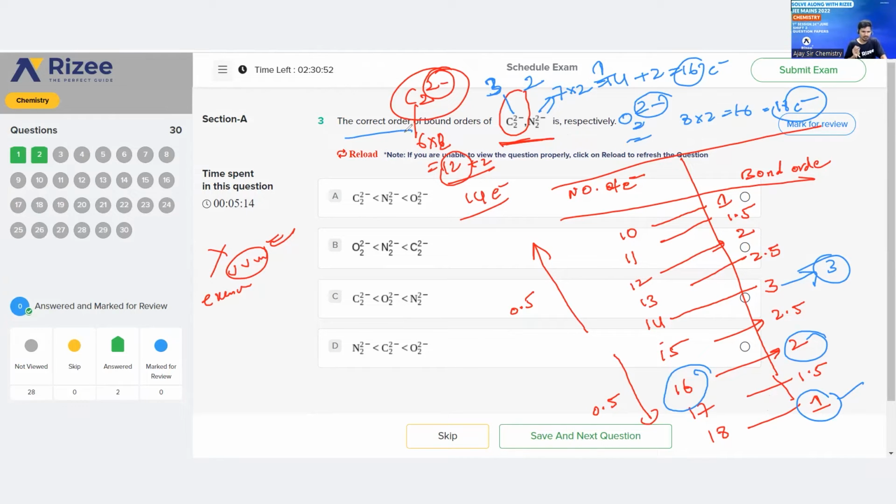We have to write the correct order. C2 has the highest bond order, and that is in option B. Option B is the correct option. C2 has 3, N2 has 2, and O2 has 1. This is the increasing order of bond order. Very simple.